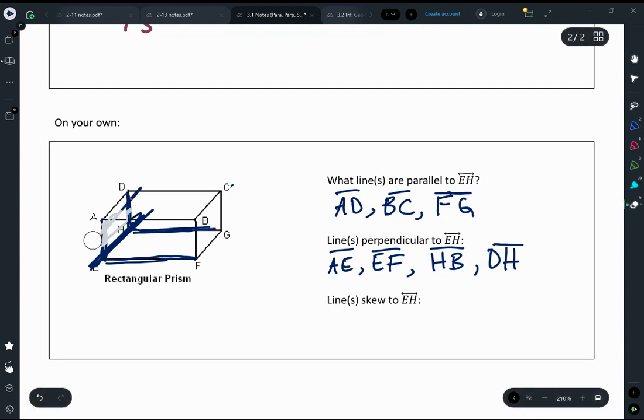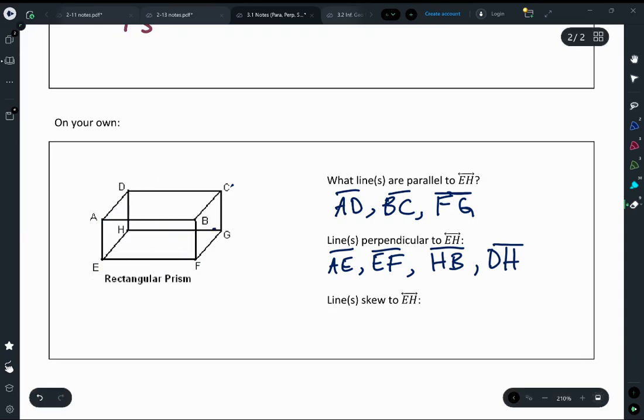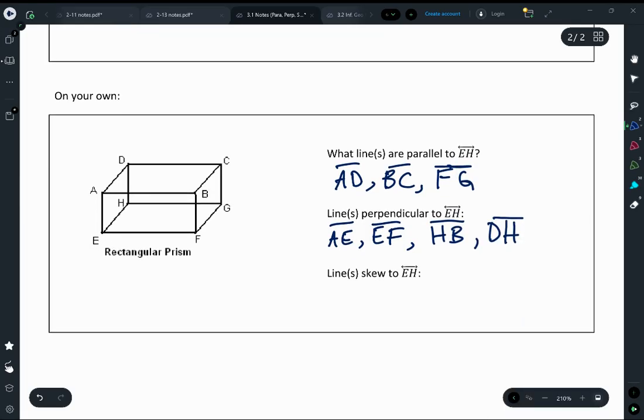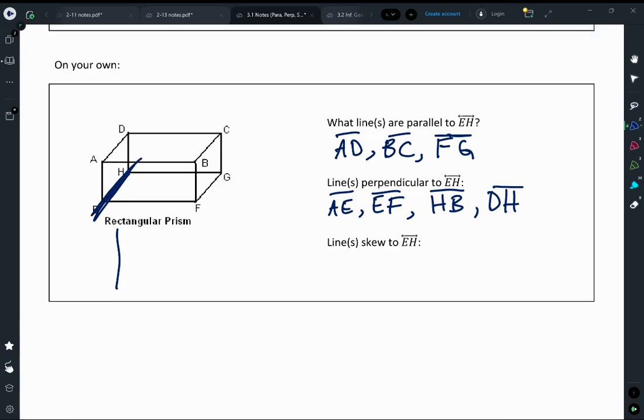And then the last thing we have to do is come up with skew. And that seems to be the trickiest one for people. It really helps to write on these and use different colors. I know you guys kind of laugh at me, but it really does help. So EH is right here. And we want to know things that are skew. So that means doesn't cross and not parallel.